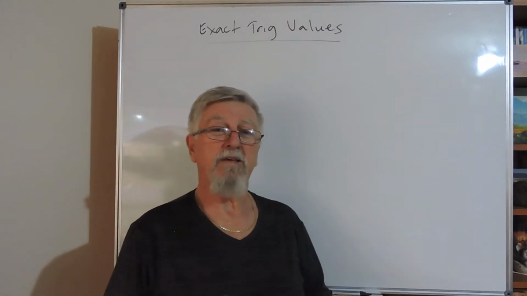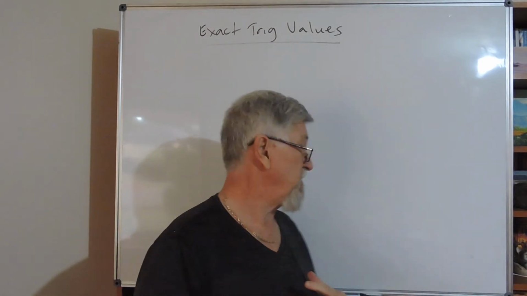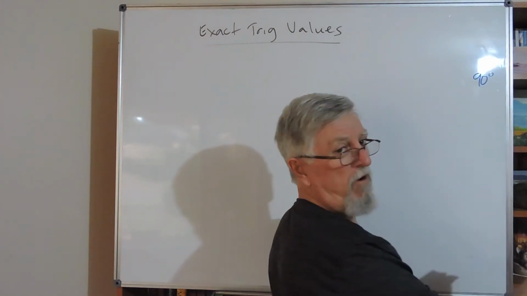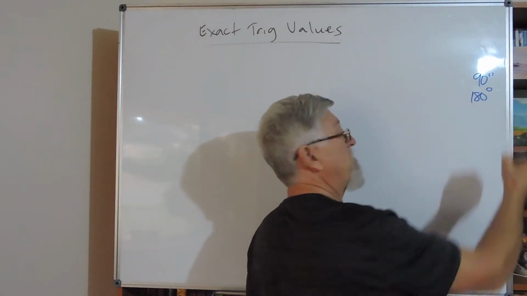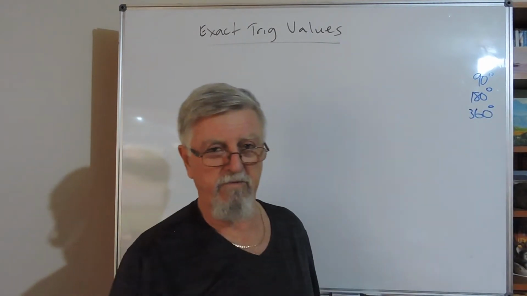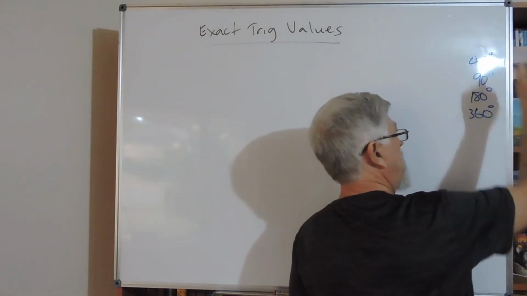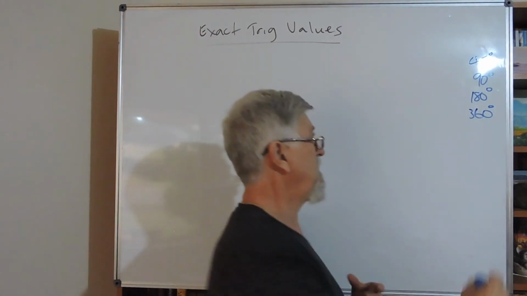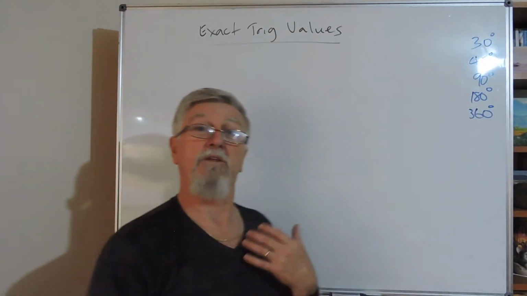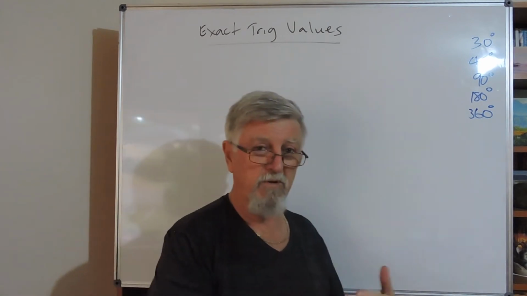I want to talk about exact trig values. It just so happens with angles that there are special numbers. Now everyone knows when they're doing angles we're talking about 90 degrees being a right angle and 180 degrees being a straight line and 360 degrees being a circle or revolution. If we halve the 90 we get 45, and if we get a third of the 90 we get 30. And for some reason those ones happen to be really nice when it comes to trigonometry. Let's have a look at what happens with those ones, and that's what we're going to talk about.